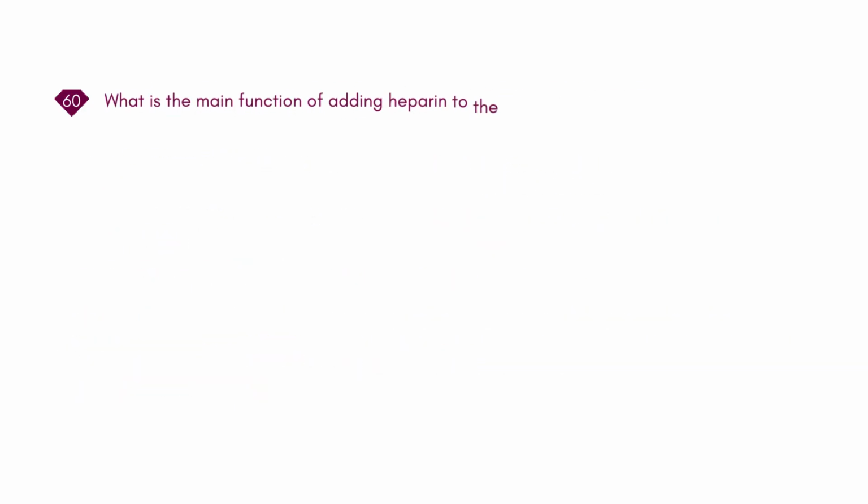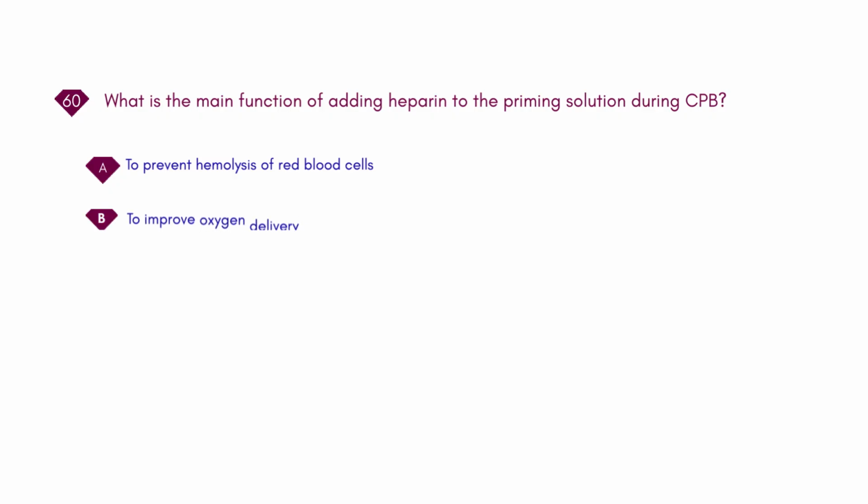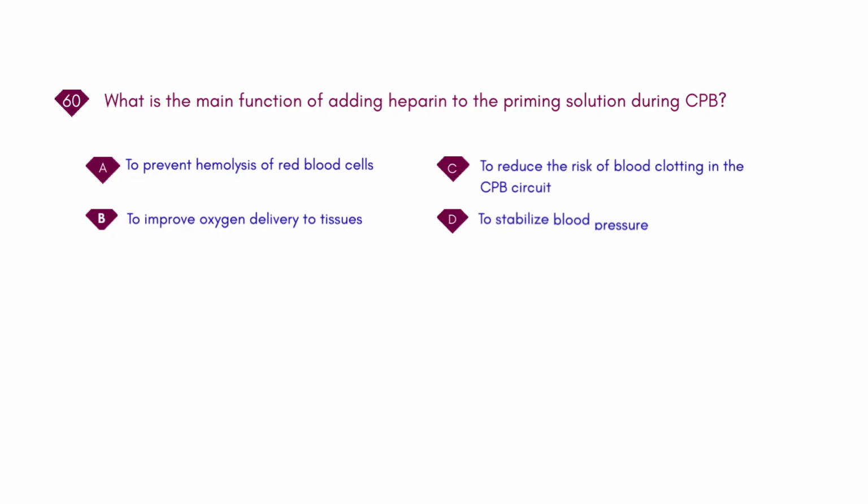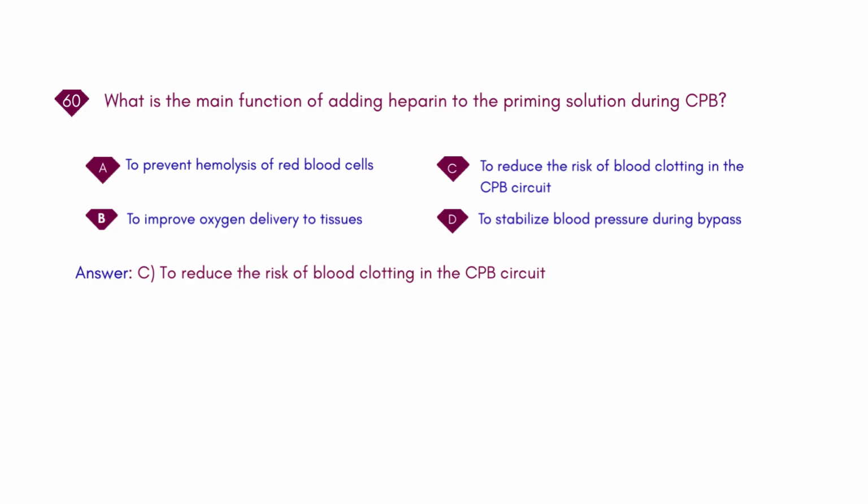What is the main function of adding heparin to the priming solution during CPB? A. To prevent hemolysis of red blood cells. B. To improve oxygen delivery to tissues. C. To reduce the risk of blood clotting in the CPB circuit. D. To stabilize blood pressure during bypass. Answer: C. To reduce the risk of blood clotting in the CPB circuit.